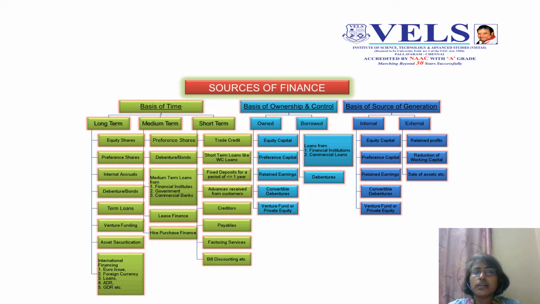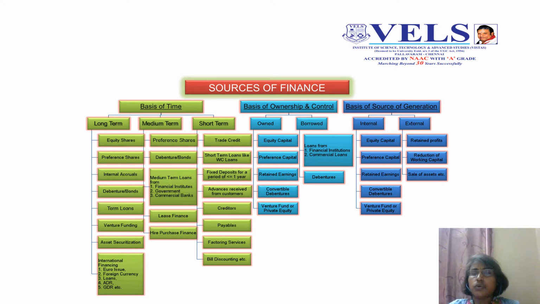The next thing is classifying the source of finance based on the ownership and control. We can divide this into two: owned capital as well as borrowed capital. Under the owned capital, it comes under the category like equity capital, preferential capital, retained earnings, convertible debentures, venture funds, or private equity. Then, in case of borrowed funds, we categorize into loans from financial institutions or banks, then debentures.